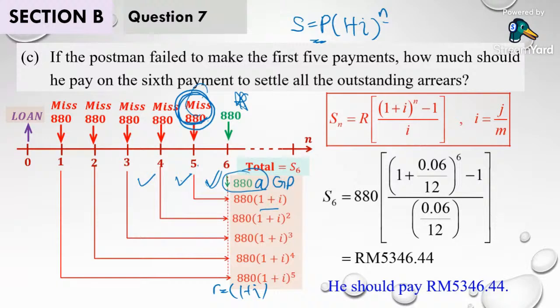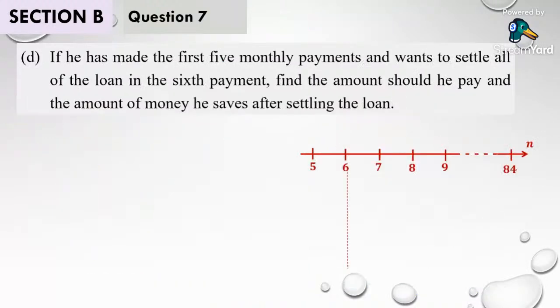Then we go for 7D. 7D. Pay attention to this question because a lot of you happen to make mistakes in this question. So now, the question says if he had made the first 5 monthly payments, and wants to settle all the loan in the 6th payment, find the amount that he should pay and the amount of money saved after settling the loan. So let us start with finding the amount that he should pay. Then only we consider how much money is saved. But let us try to understand the situation here now.